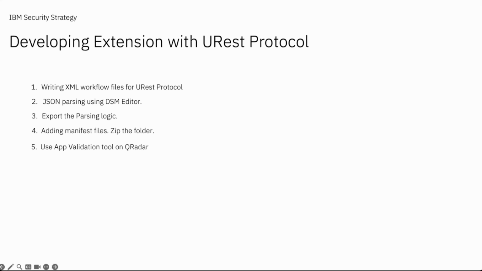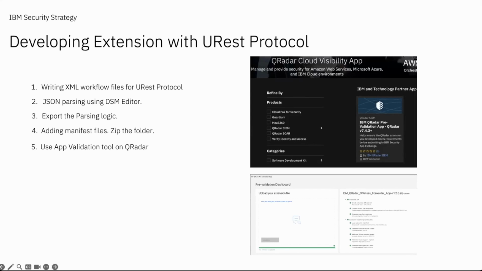Now, QRadar also has an app called a pre-validation app. This pre-validation app is available on QRadar, and you can download it from our App Exchange portal. Once you download it, you can install it on QRadar Classic. Once you install it on QRadar Classic, whatever zip file is generated, you upload that zip file to our pre-validation dashboard. Once you put that, QRadar is smart enough to analyze the code that you have written and the parsing that you have done.